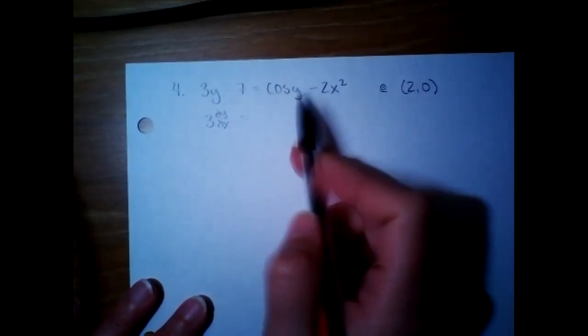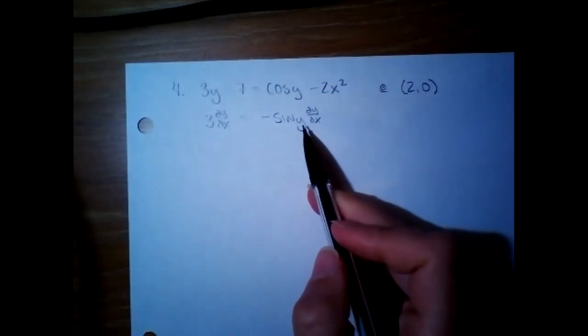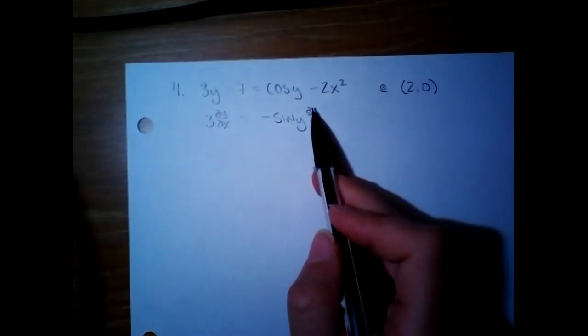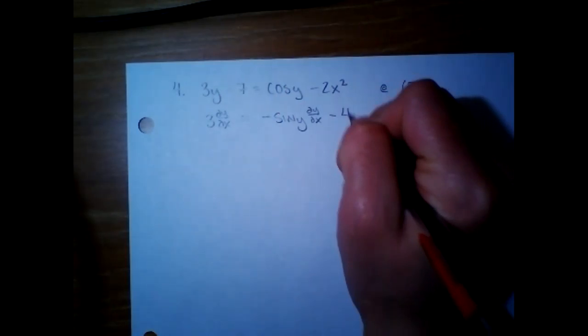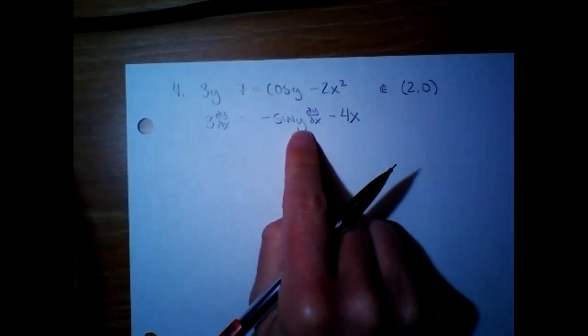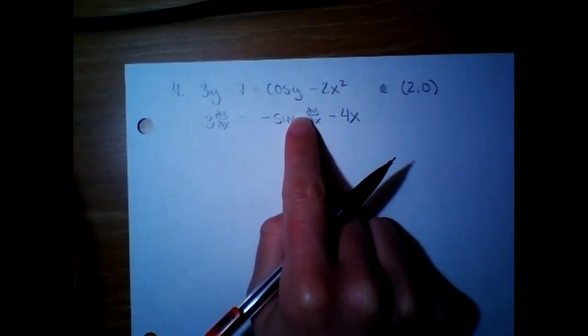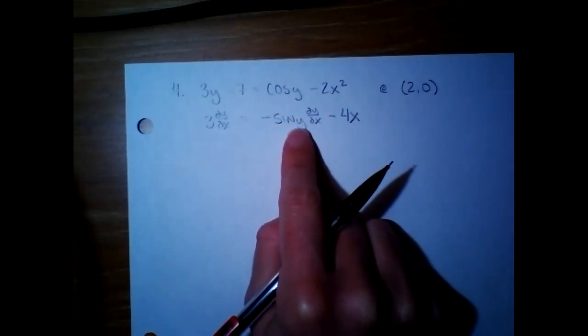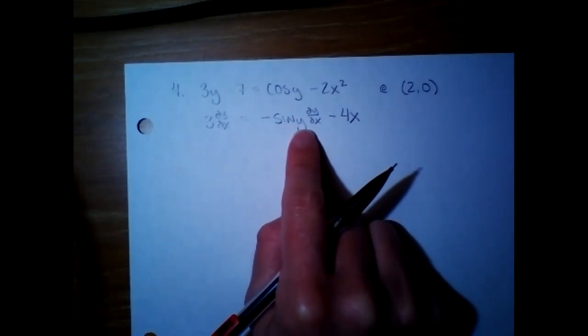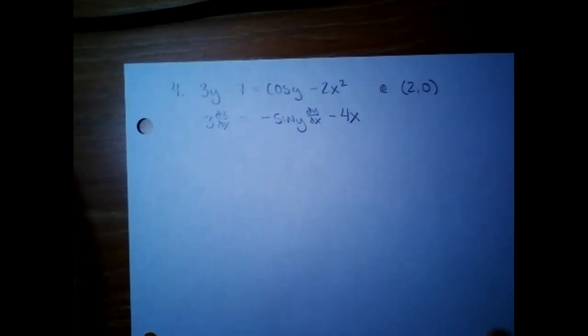Derivative of cosine of y is negative sine of y. And then again, dy dx. Every time you do a derivative with a y variable, you have to multiply on a dy dx. And then minus 4x. The only thing I am remembering about this one is a lot of people left out the y. Just remember, you can't have sine of nothing. Like, it would have to be sine of a variable. So you have to leave that y in there.